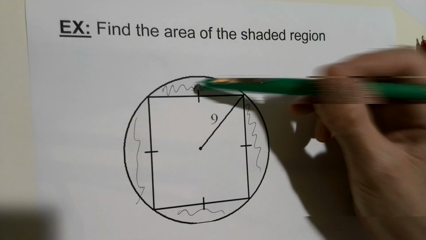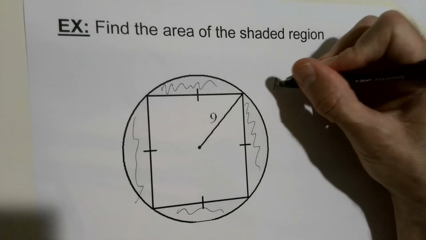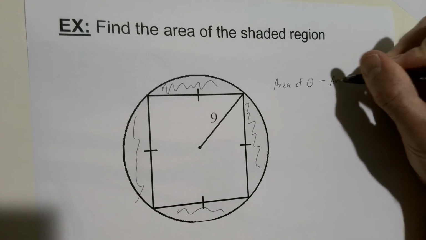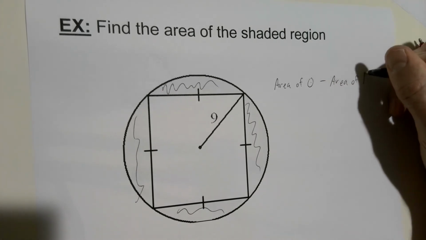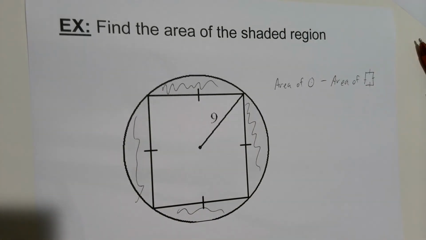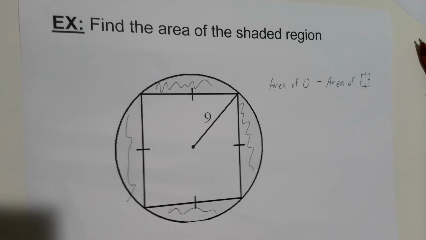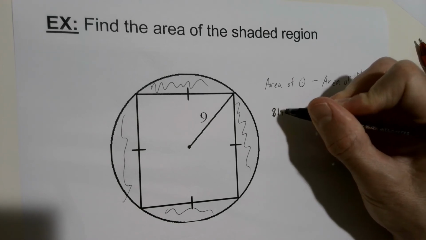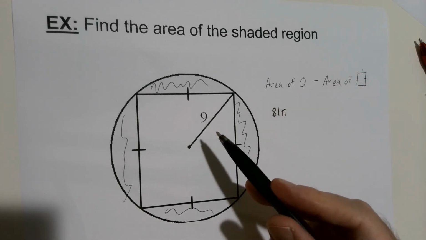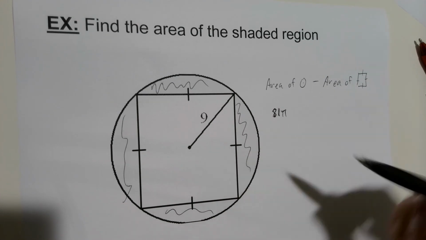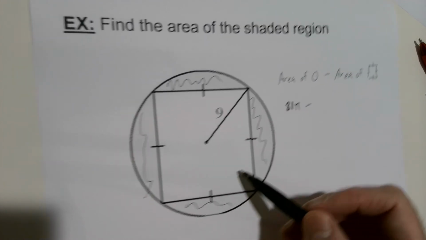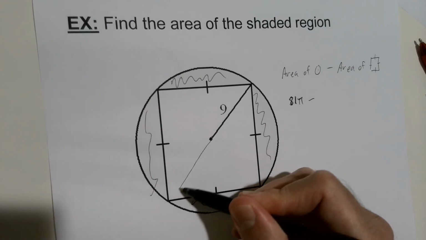The easier way to approach this one is to do area of the circle minus the area of the square. And so I'm just going to go ahead and do that real quick. So let's see, that's going to be 81 pi, because the radius is 9 and your formula is pi r squared, minus, oh, okay, well, I don't know the area of this square. Well, what I got to do is keep that going.